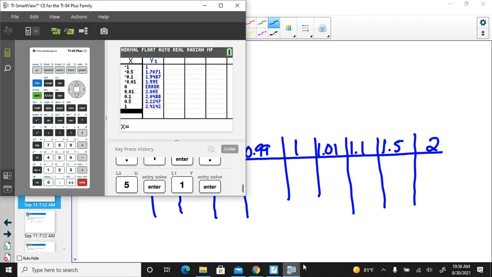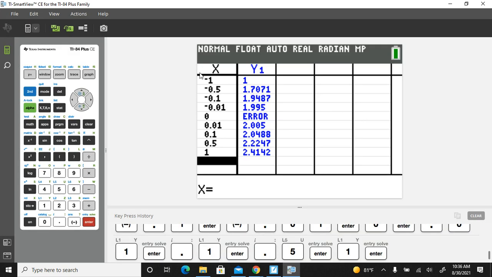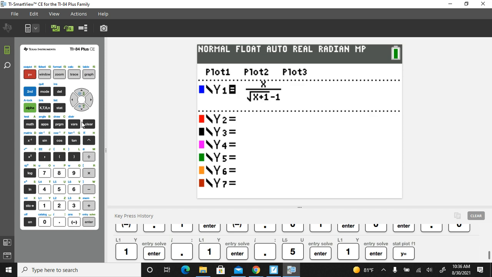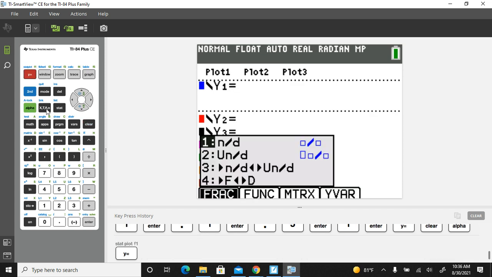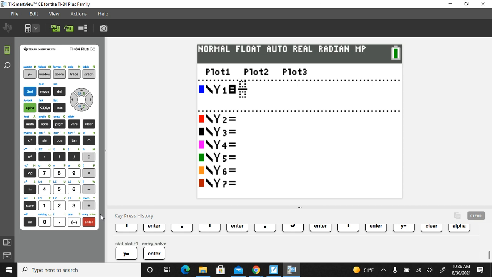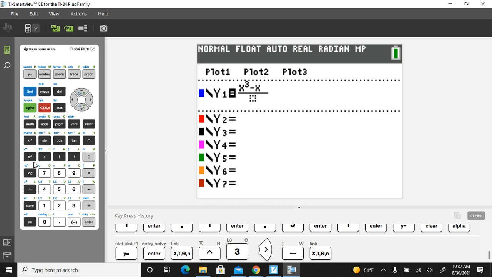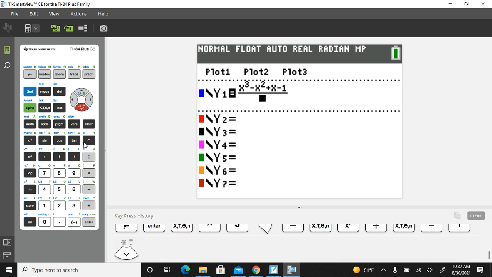It's a parabola. Okay. So let's go ahead and take a look at this. You can just work along with me. All right, so we plug our function in. So we have x cubed minus x squared plus x minus 1 all over x minus 1.